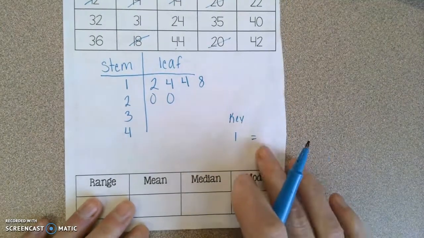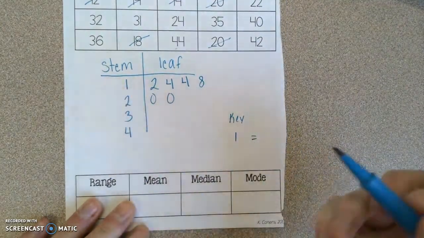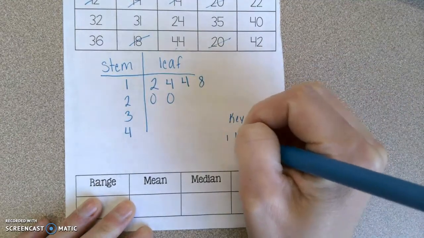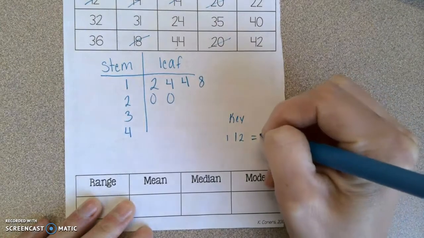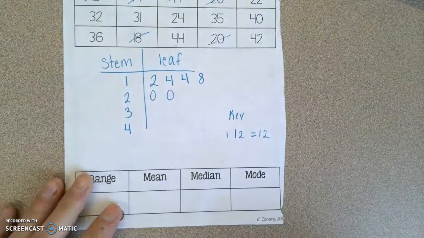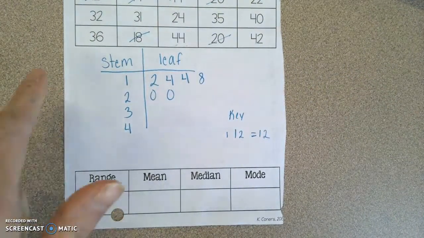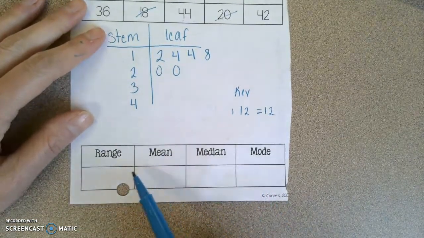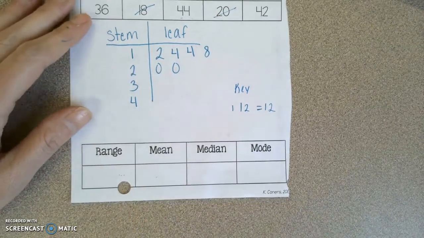You need to include a key as well, so I could use 12, or you could use any value in your data set, but I'm going to use the 12 here. 1 | 2, to show that that is a 12. And then once you have the rest of those filled in there, you're going to go ahead and find the range, mean, median, and mode, and put your final answers in the boxes here at the bottom.